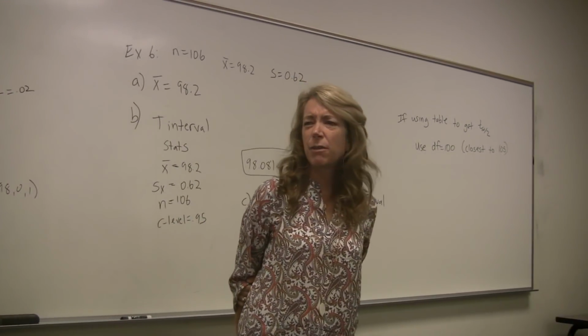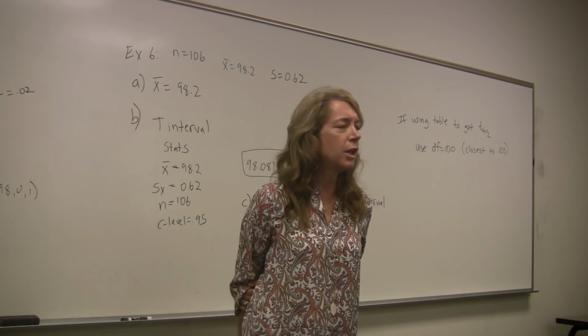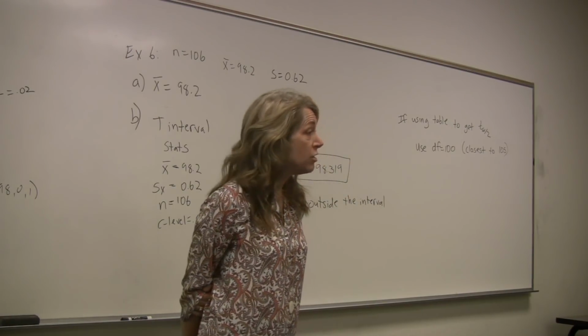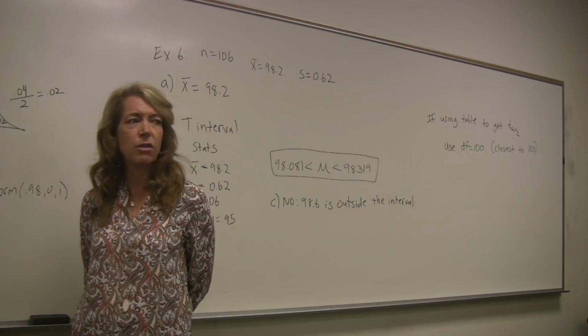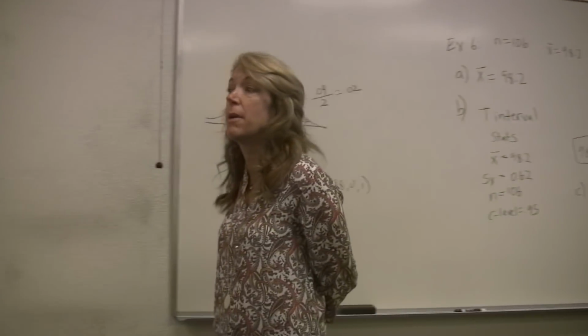How are we deciding if we want Z or T? What are we looking for? Population or sample standard deviation? Do you have the population standard deviation? That's the question. Do we know sigma?